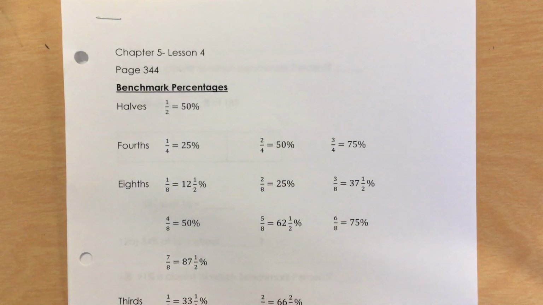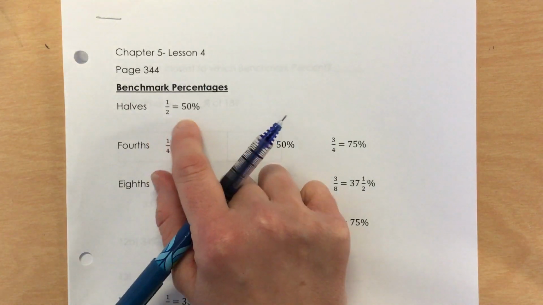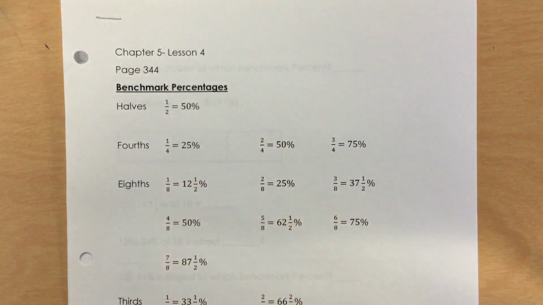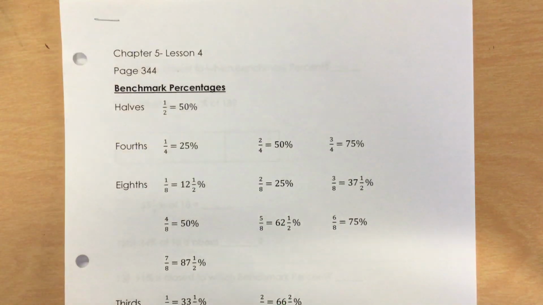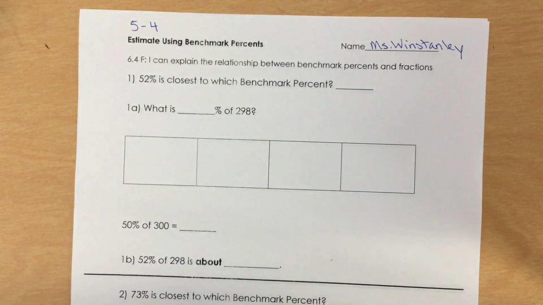Okay, so for example, one of our benchmark fractions is 1/2. The equivalent percent is 50%. So that would mean 50% is one of our benchmarks. Okay, same thing for our fourths, our eighths, and so forth. Okay, so we're going to be using those to make estimations today. And why is that? Why are we estimating?